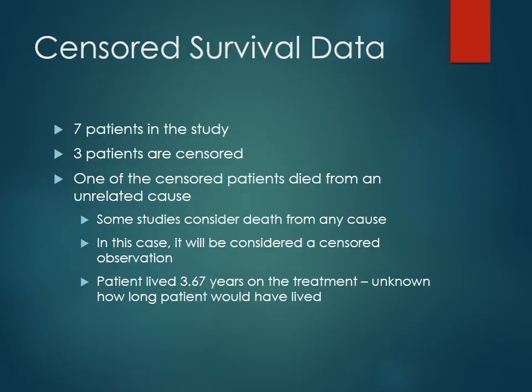So again, looking at the data, there were 7 patients in the study. 3 of them ended up being censored, with different reasons for each. When you're looking at patients who died from an unrelated cause, typically you just use the time period that they died at as their final endpoint.